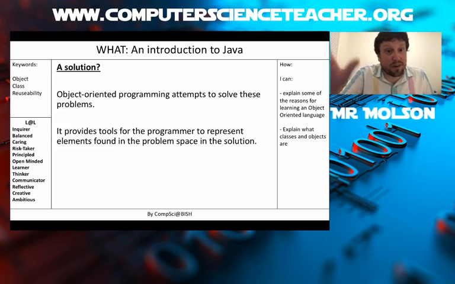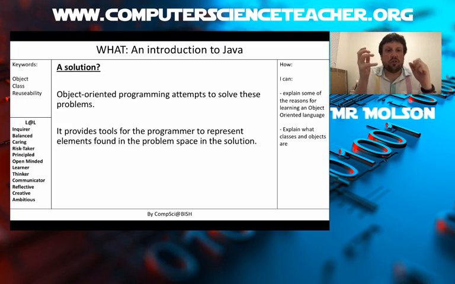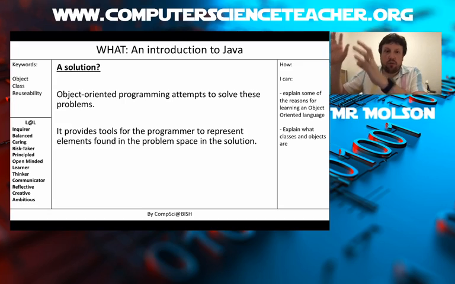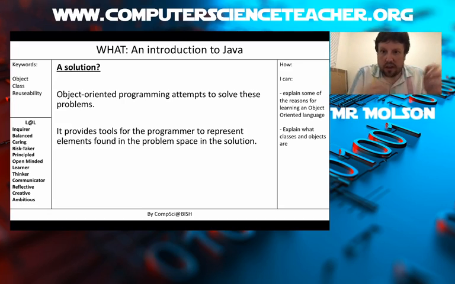Object-oriented, sorry, I went too far there, I apologize. Object-oriented programming attempts to solve this problem. It provides you with tools that allow you to represent elements of the problem space in the solution. Rather than trying to work out how to solve the problem on a computer, which you spend a lot of time doing in imperative languages, you're trying to take elements of the problem in the real world and recreate them on the computer. Object-oriented programming provides us with tools that allow us to do that.